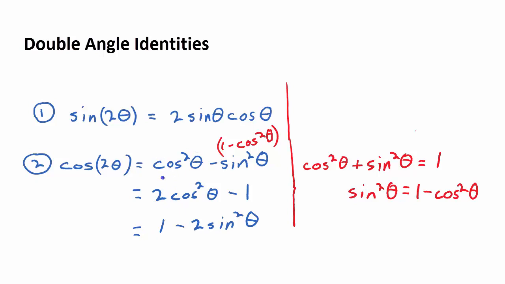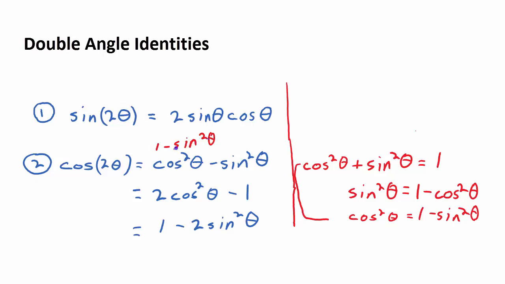And then you could do something similar with cosine squared theta. If you solve both sides of this equation for cosine squared theta, you get 1 minus sine squared theta. So if you replace cosine squared theta, on the other hand, with 1 minus sine squared theta, and combine like terms with this sine squared theta, you'll have minus 2 sine squared thetas with the 1 in front. So you get 3 right-hand sides here for cosine of 2 theta.